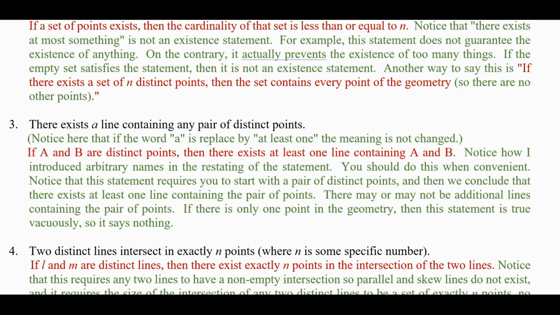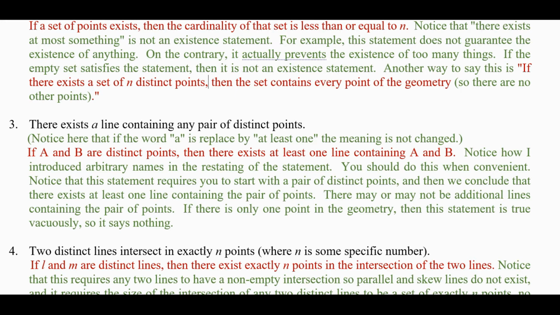Number 3, there exists a line containing any pair of distinct points. If the word a is replaced by at least one, the meaning is not changed. There exists at least one line containing any pair of distinct points is the same thing as saying there exists a line. So there exists a line means at least one. Notice that here you're actually starting with the points and you end up with the line. So the hypothesis is that A and B are distinct points. The conclusion is that there's at least one line containing A and B.